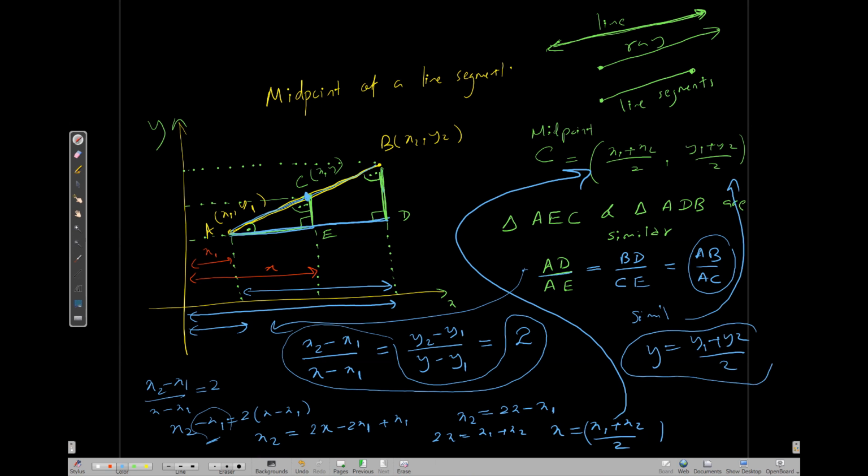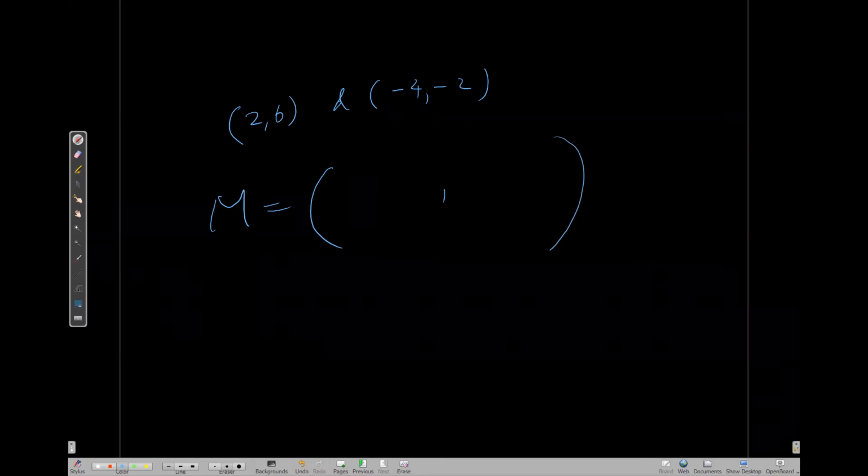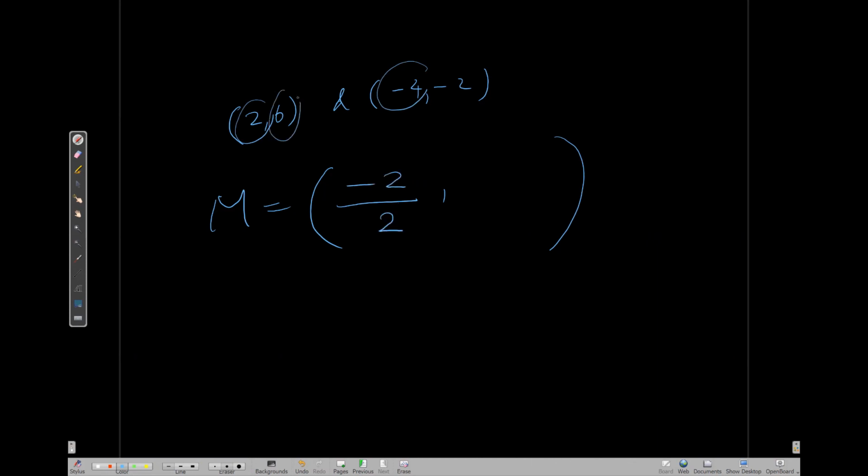Now let's see some examples. What if I ask you to find the midpoint joining these two points, this and this? It's really simple, right? So the midpoint, let's call it M, is going to be x1 plus x2: this plus this, so 2 and negative 4, you get negative 2 over 2. And 6 plus negative 2 gives 4 over 2. So the coordinate is negative 1 comma 2.